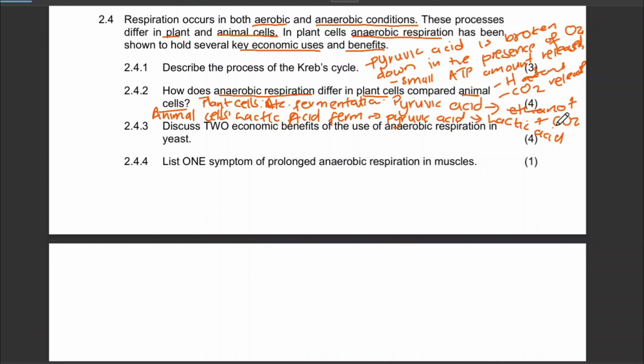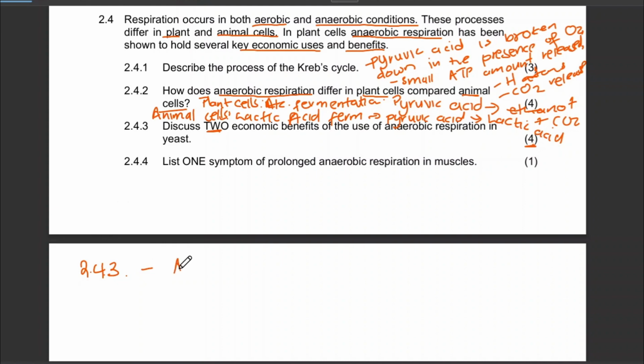2.4.3: Discuss 2 economic benefits of the use of anaerobic respiration in yeast. We can use the yeast for alcoholic fermentation to make alcohol, which can be sold for income. We can also use the yeast to make bread dough rise. That's a greater volume of product produced, for obviously greater profits. Let me write it here because space is an issue. Since they said we must discuss 2 for 4 marks.